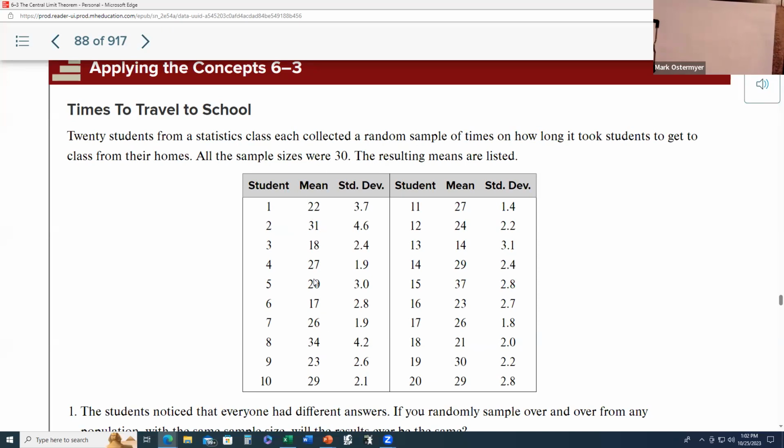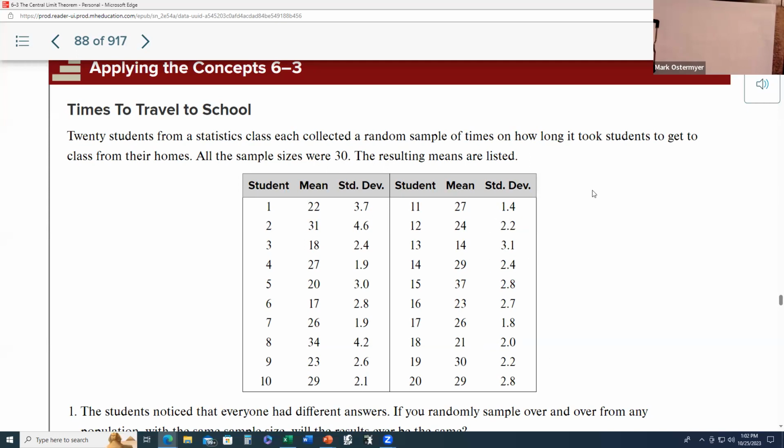So we have 20 different sample means here, okay? 20 different sample means. And notice they also computed the standard deviation of their sample of size 30. So these are standard deviations over here.